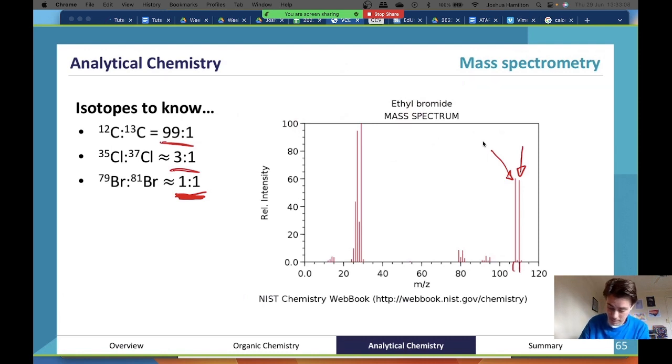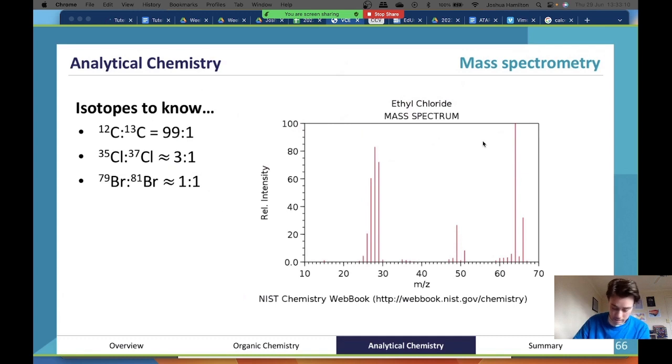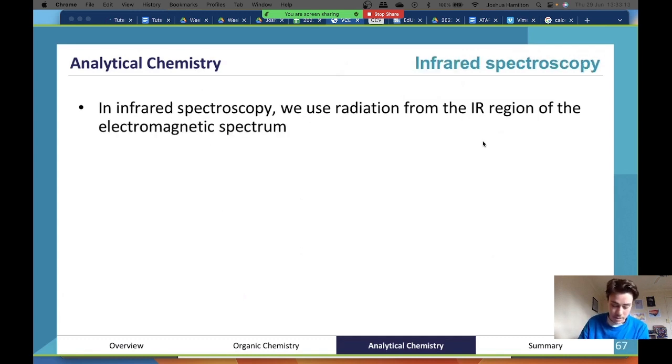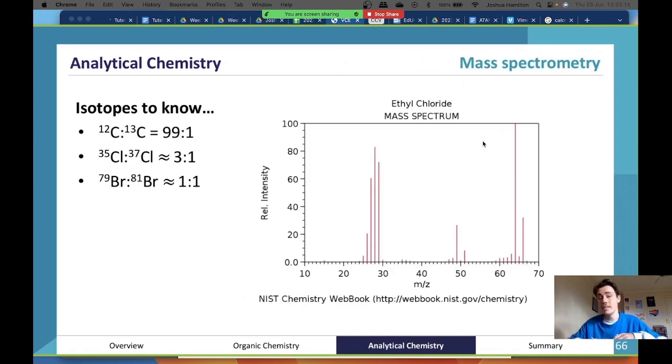As you can see, ethyl chloride, same thing here. So that is mass spec. Mass spec's really useful in terms of that. You can also determine what other little aspects are there. You could go, this peak here, what is it? Actually, we'll go back to this one, so it might be useful.